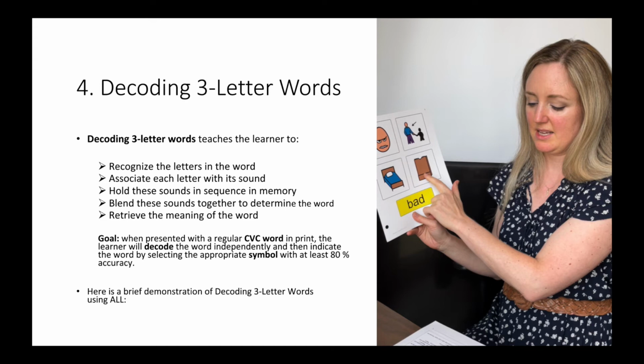The teaching trial should focus on words that contain only the letter sound correspondences that the learner already knows. As they learn more letter sound correspondences, new words that use them can be added to decoding instruction. So the goal is when presented with a regular consonant-vowel-consonant word in print, the student will decode the word independently and then point to the word by selecting the appropriate picture. At first, the instruction should target simple decoding tasks, words containing 2 to 3 letters and sounds, and then you can introduce more complex decoding tasks with more letters and sounds involved.